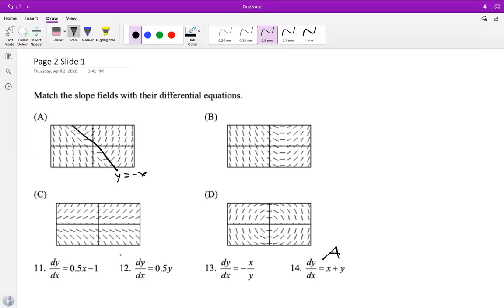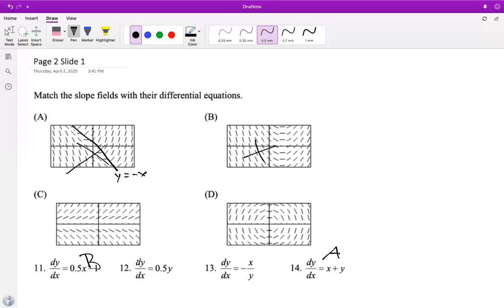We got a couple other options here. This one looks like when x is 2, dy dx should be 0, because 0.5 times 2 is 1, and 1 minus 1 is 0. So this one should be one where when x is 2, y is 0. Right here, x equals 2, y equals 0. So this is B. Don't have to worry about this one or this one anymore.